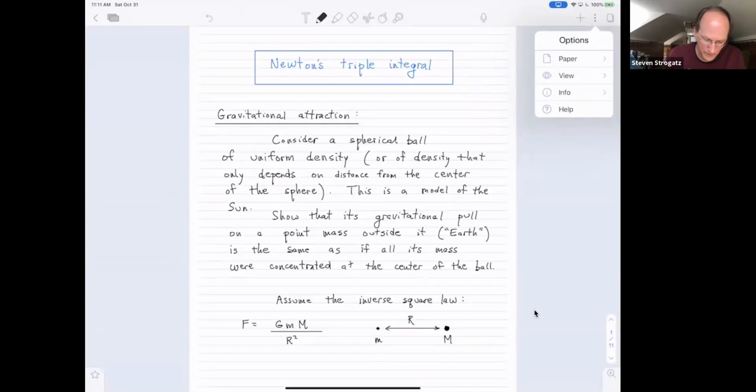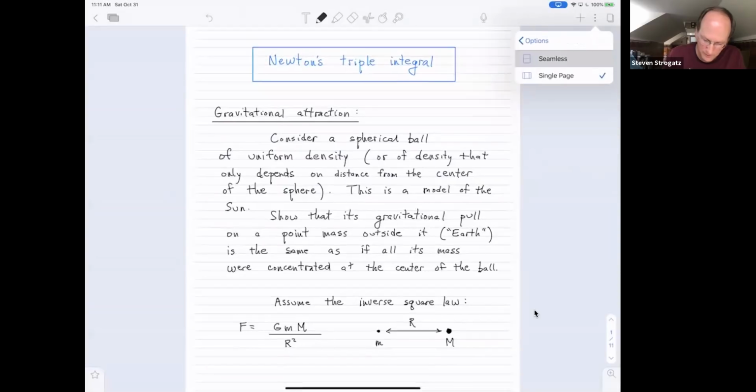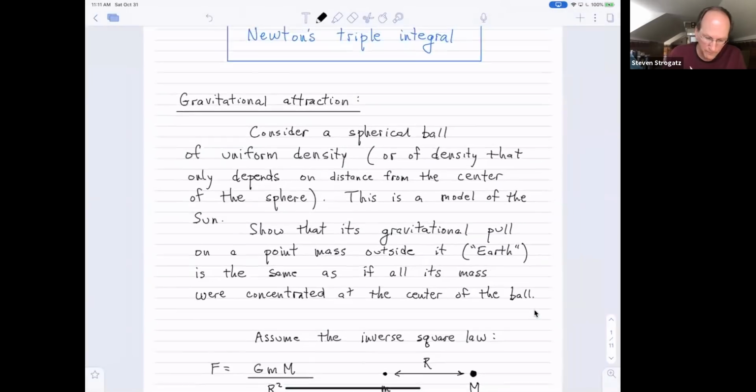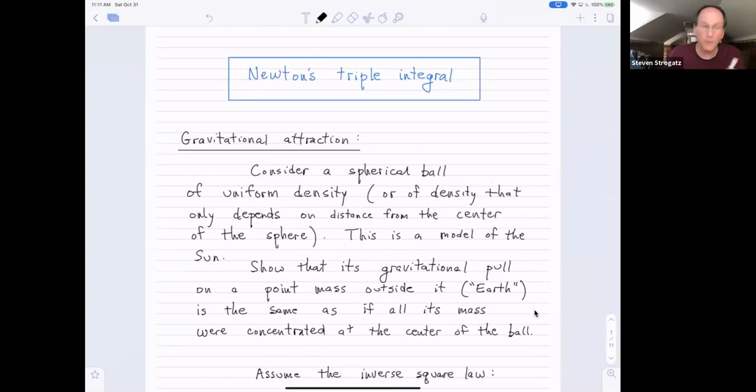All right, so Newton's triple integral here. Let us restate the problem. Oh, I'm going to get off this background. Don't need that or this. Okay, so again, as I say, we're going to consider a spherical ball of, to keep it simple, of uniform density.